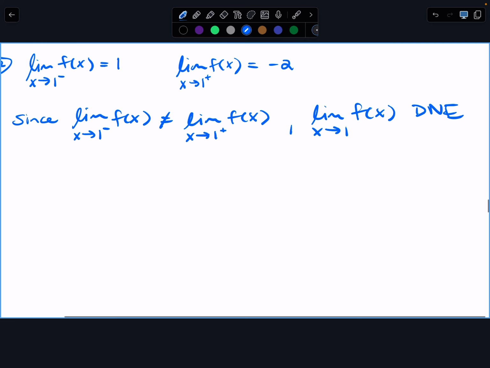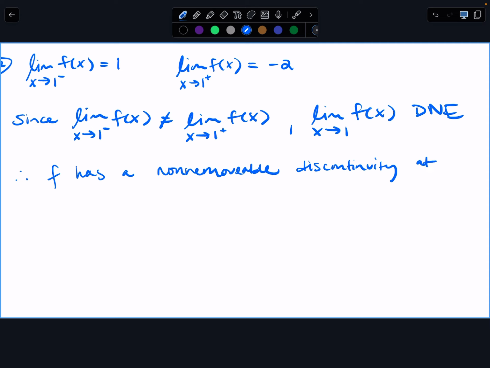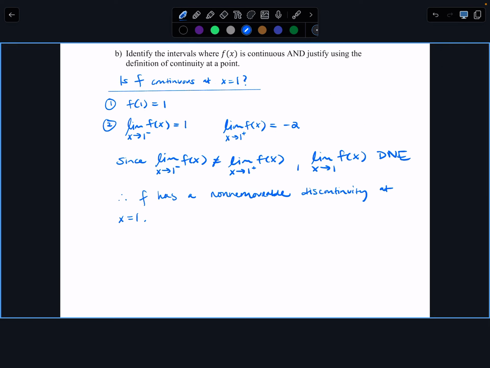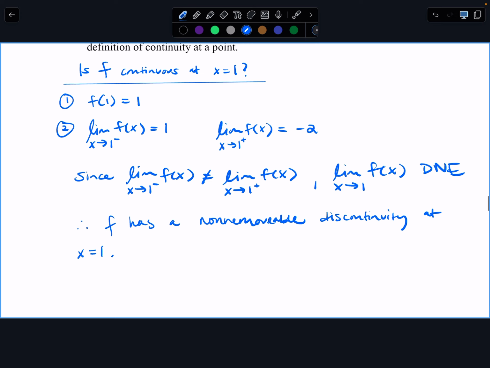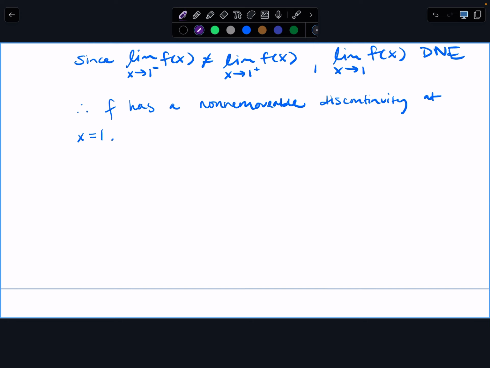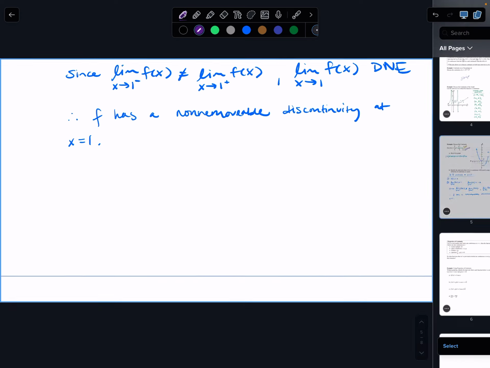Because that limit is DNE, we can conclude that f has a non-removable discontinuity at x equals 1. I got a new page here just so I don't run out of room.